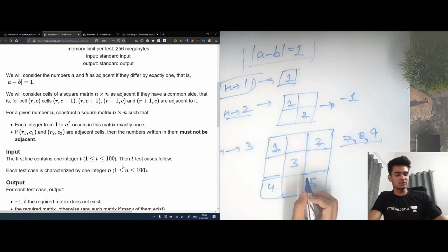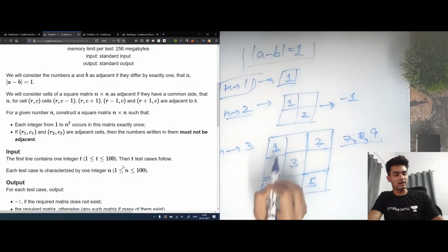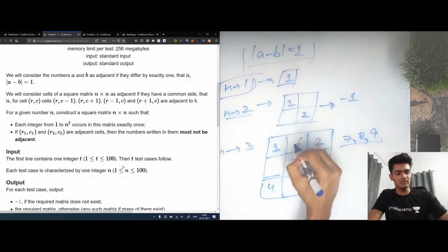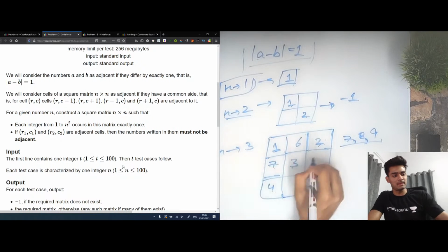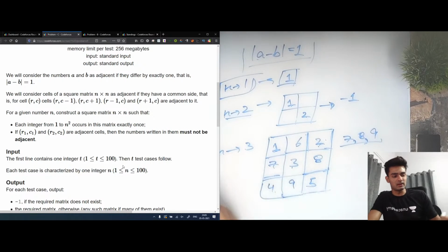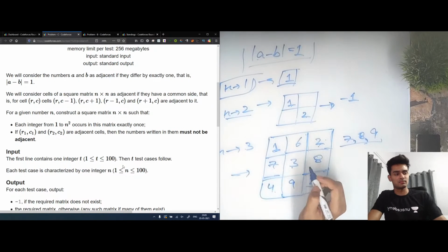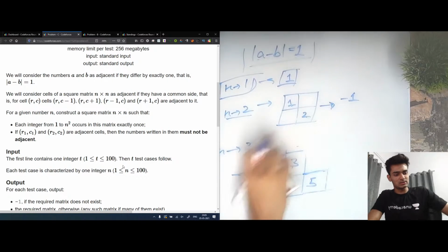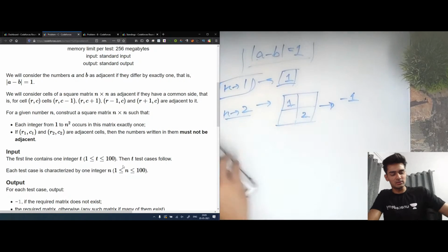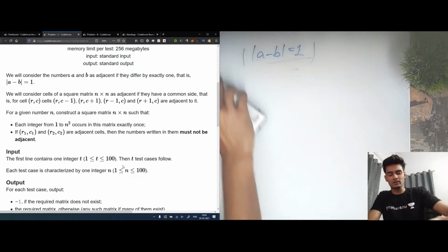Now what we are going to do is start again from the very beginning and place the rest of the values. So 6 will come here, 7 will come here, 8 will come here, and 9 will come here. Now if you see in this matrix, no adjacent cell has an adjacent value. So I'll show this very thing again for n equals 4. Maybe it will become more clear then.